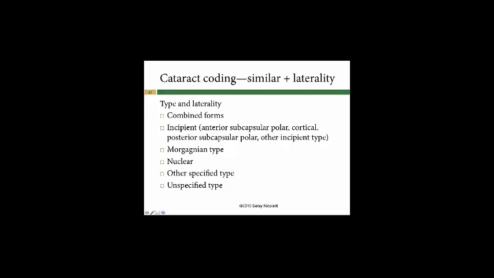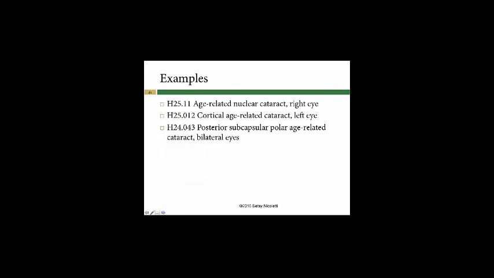So we choose the type, combined forms, incipient, and then incipient you can see is broken up just as it is now into anterior subcapsular polar, cortical, posterior subcapsular polar, other incipient type, Morgagnian type, nuclear, and then other specified type and unspecified type. We're going to try not to use the unspecified types whenever possible because we typically know the type, so why wouldn't we use it? So here's some examples.